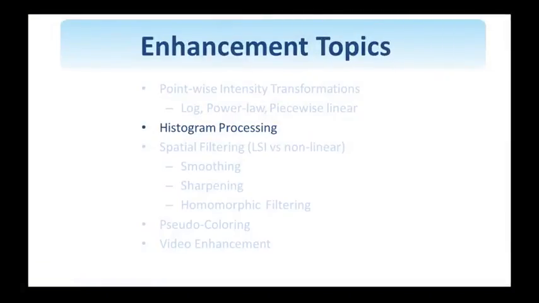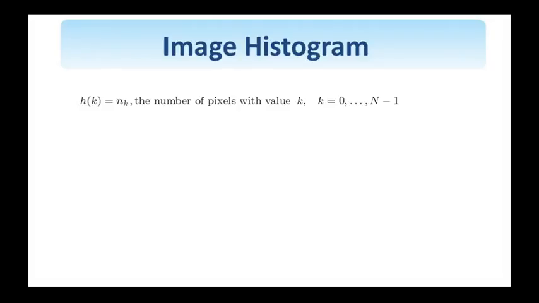We proceed next with histogram processing, focusing specifically on histogram equalization. An important quantity for an image is its histogram. It's defined as h of k equals the number of pixels with value k. So if I have an 8-bit image, the values range from 0 to 255. I can go and count how many pixels have the value 0, how many pixels have the value 100, that would be h of 100, how many have the value 255, and so on.